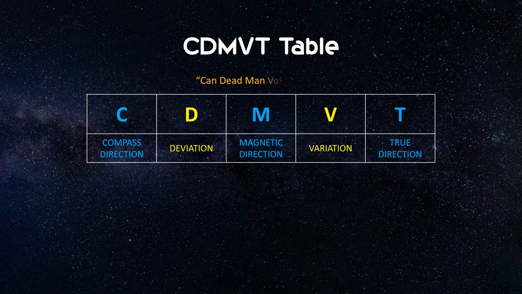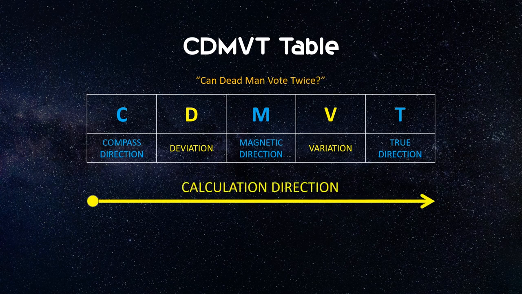Can that man vote twice? General calculation direction is to the right. East is positive and west is negative. I will use the previous example to explain the usage of the CDMVT table.